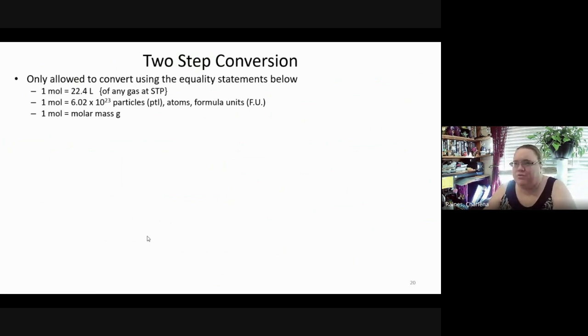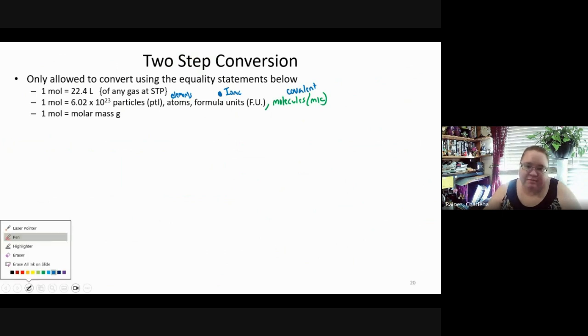So Avogadro's number, there are a couple of different words that you could see with it. You could see particles. You could also see atoms, formula units, or molecules. Atoms are used only with elements. Formula units are used only with ionic compounds, and molecules are only used with covalent compounds. And particles is any of them.